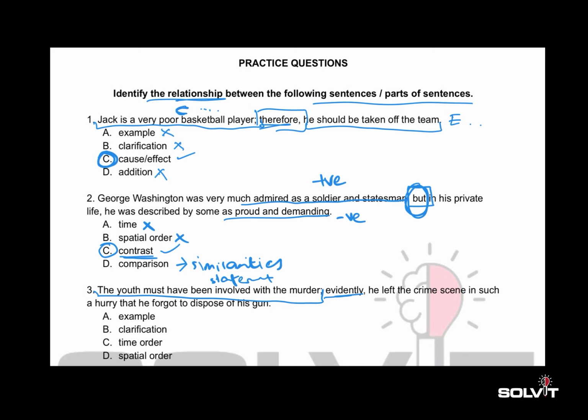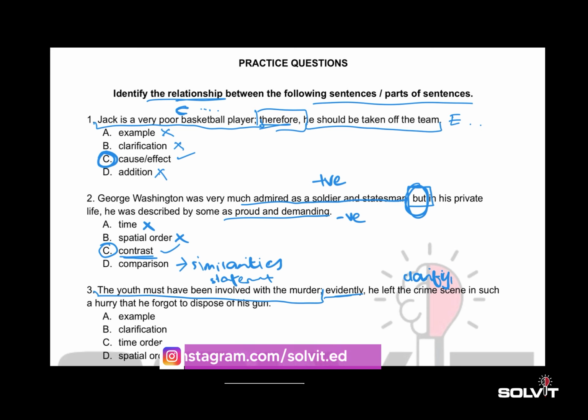Okay, now what is the second sentence doing? It's clarifying the first sentence. Okay, why is it clarifying it? Because see, if only the first sentence was here, which was the youth must have been involved with the murder, the person who would be hearing that sentence or reading that sentence would be like, how do you know that? What makes you say that, right? So the second sentence is clarifying. It's giving you a clarification. It's clarifying the first sentence by telling you exactly why, exactly how the person knows that the youth must have been involved with the murder.